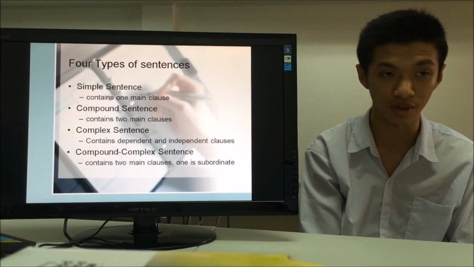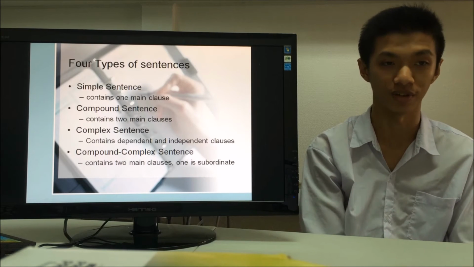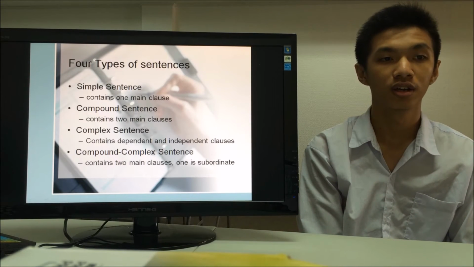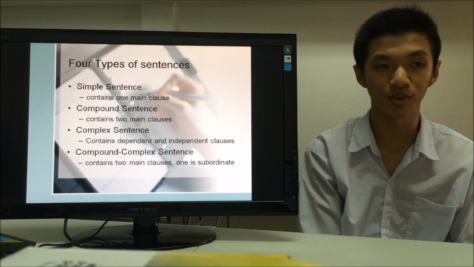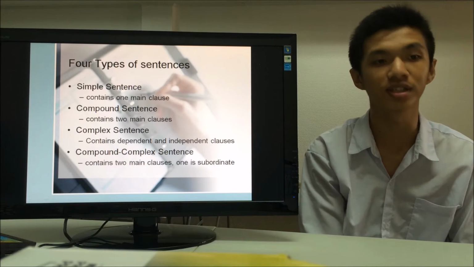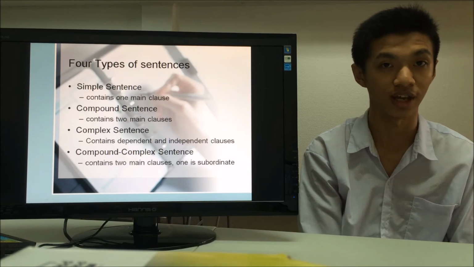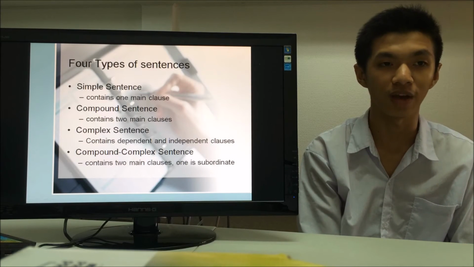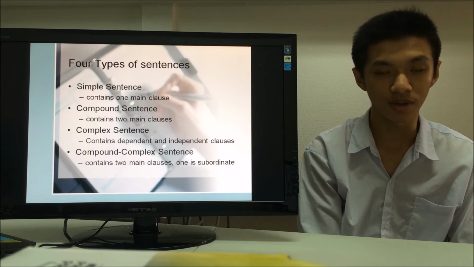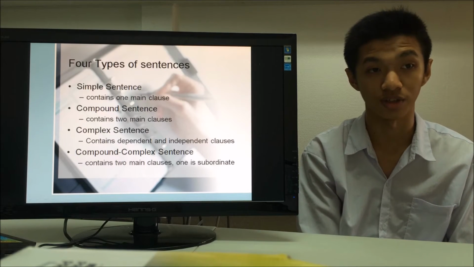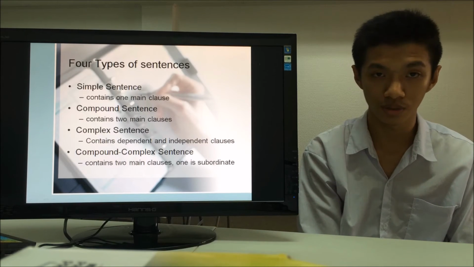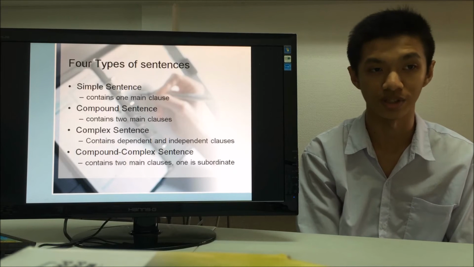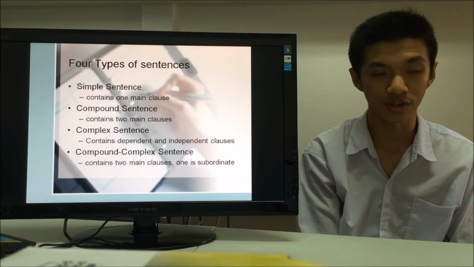messages that make your paragraphs more coherent and easier to understand for your audience. For the first type of sentence, we have the simple sentence. The simple sentence contains only one main clause and is the shortest of all 4 types of sentences. Next, we have the compound sentence. The compound sentence contains 2 main clauses and is usually used to join 2 ideas into one sentence.